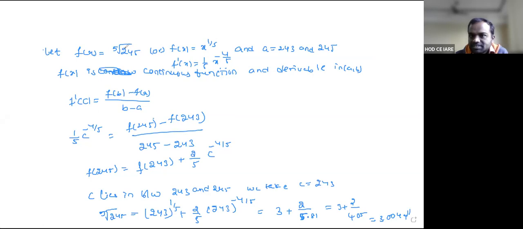Can we write it like that, dear? You can write f of x is equal to 245 whole to the power of 1 by 5. Here I am defining it as x to the power of 1 by 5, taking 245 as x. So we can write it as x to the power of 1 by 5. Can you write it?